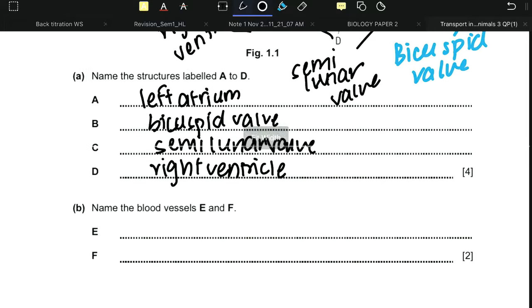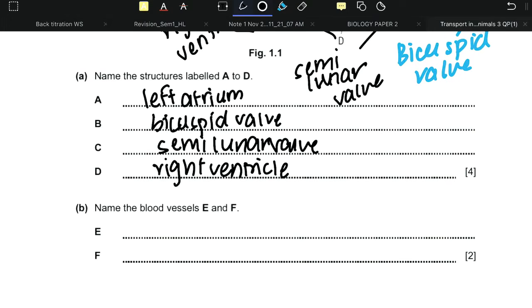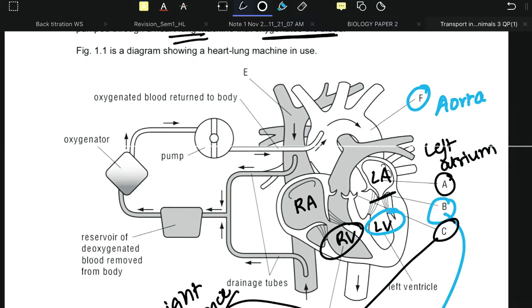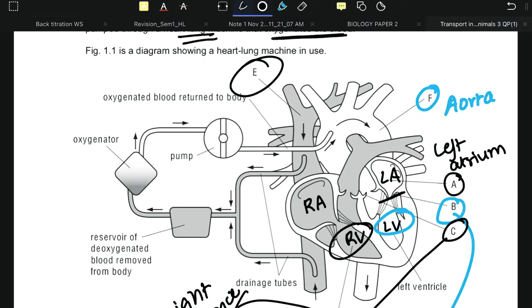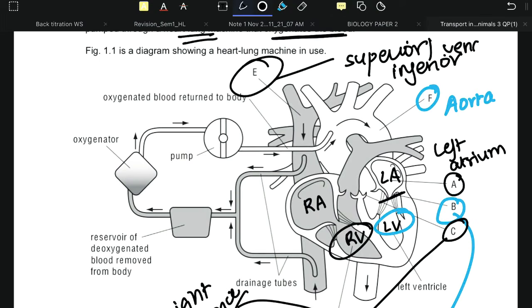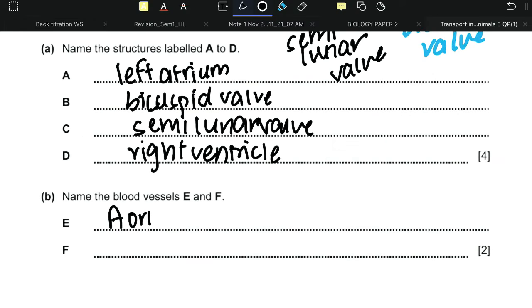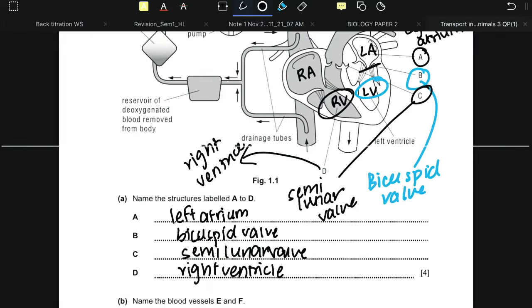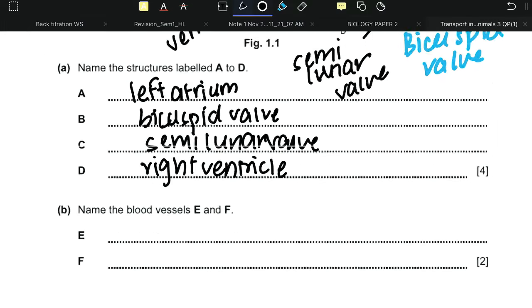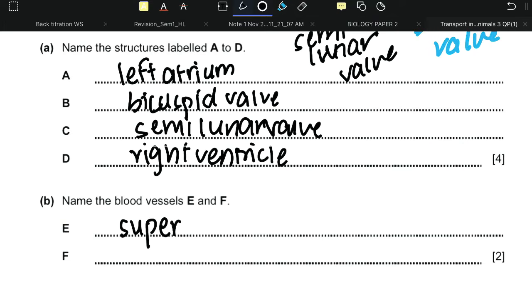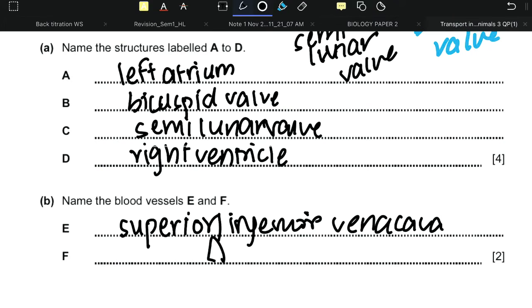Okay, let us look at the next one. Name the blood vessels E and F. So we've already done this, right? We know F is the aorta and we know E is the superior or inferior vena cava. Superior or inferior, because you don't exactly know which one it is. You need to write both. So let us write that down. E is the superior or inferior vena cava and F is the aorta.